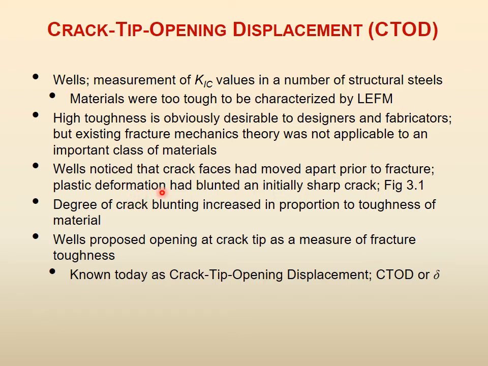The plastic deformation had blunted an initially sharp crack. Blunting, you remember, right? There is a sharp V, but when there is a rounded one, it is called blunting. So we will show you in the figure that the sharp crack is blunted and the faces of the crack move apart from each other before fracture happens. The degree of crack blunting increased in proportion to the toughness of the material.